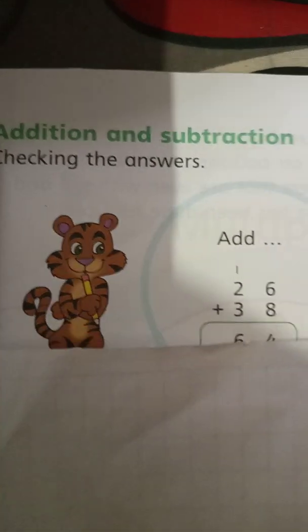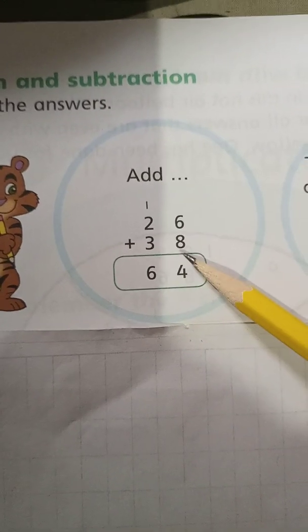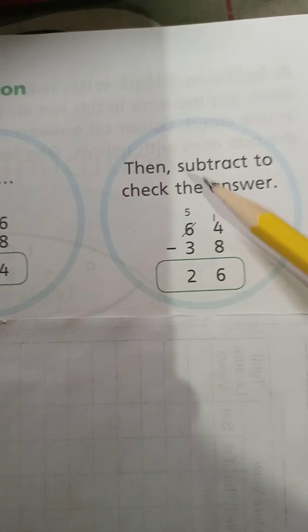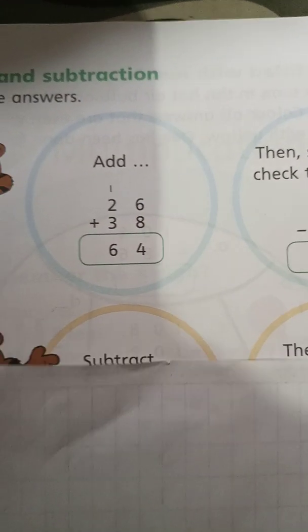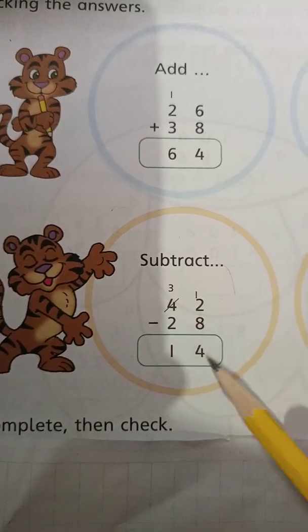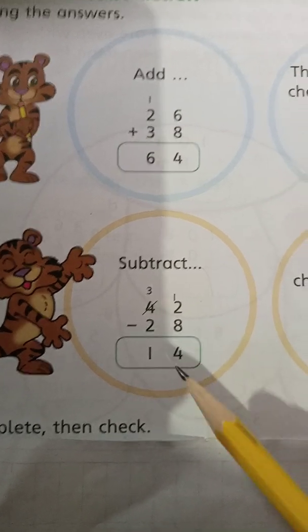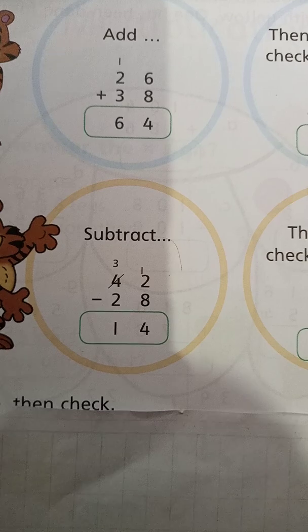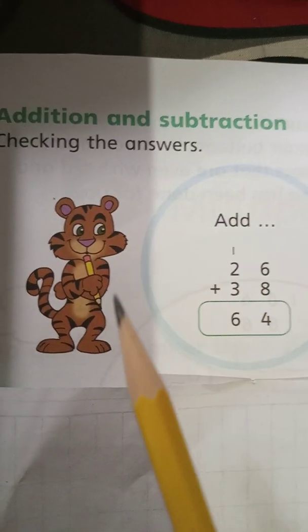Look students, here is our friend Tiger and he is adding some questions. Look, he is adding something, and on the other hand he will subtract his answer to check his answer. Okay students, and next, look at the Tiger. Now Tiger is subtracting some questions, and on the other hand he will add these answers to check his sum, either it is correct or not. So students, let's see the Tiger's sum.